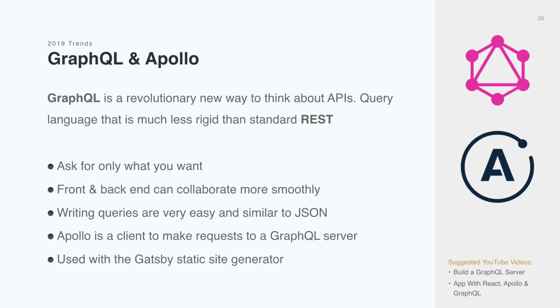We make an HTTP request, we get a response with everything, and we have to weed through it and sort it ourselves. But with GraphQL, we can simply ask for the specific piece of data that we want, and it makes collaboration between the front end and the back end very smooth. Apollo is a client to make requests to GraphQL, and you can also use Apollo with front end frameworks like React and Vue. GraphQL is also used with Gatsby, which is a fantastic static site generator, which I definitely see booming in 2019.